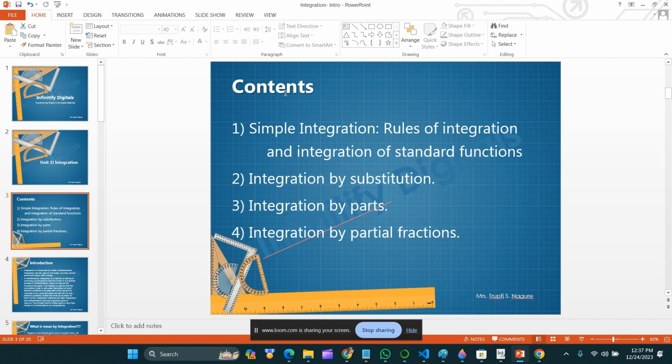So first one, we have to see simple integration. In this we have to see rules of integration and integration of standard functions. In short, we'll see standard formulas and application of standard formulas in this first topic. Then second topic is integration by substitution.